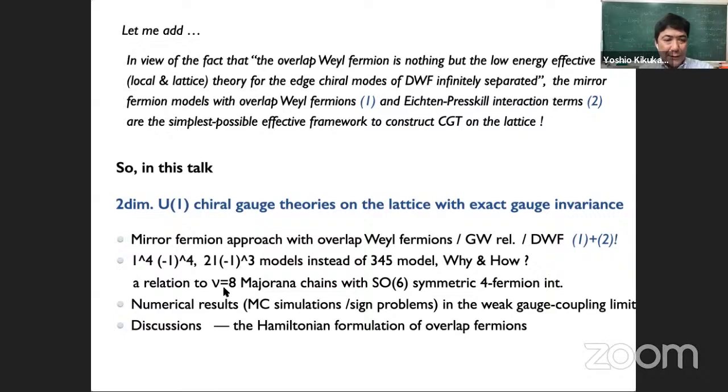And the main point is that this model is based on the nu equal 8 Majorana chain with SO(6) symmetric four-fermion interaction. And in solid state physics, Fidkowski, Kitaev and collaborators proved that this chain, even with SO(6) symmetric four-fermion interaction, can be gapped completely, even in the massless limit. Even when the bilinear mass term vanishes, the four-fermion interaction can gap out all of the fermions. So I would like to discuss this point more later.